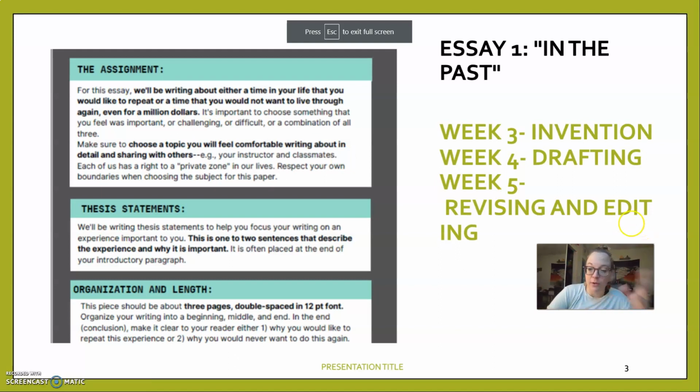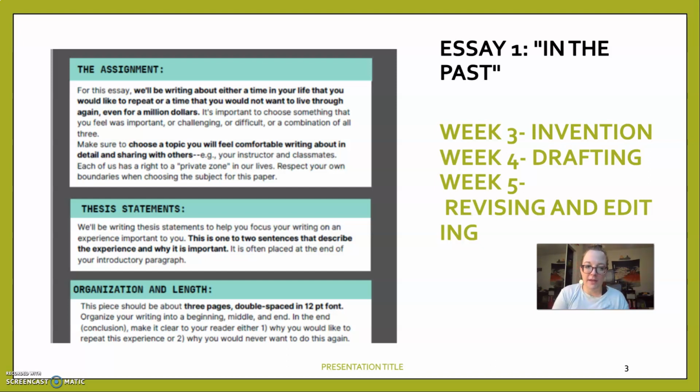So let's talk about this assignment real quick. This is actually inspired by the TED Talk that you're going to watch this week, but the assignment says we'll be writing about either a time in your life that you would like to repeat or a time you would not want to live through again, even for $1 million. So this I'm titling In the Past. Essentially, I want you to choose an experience that you've lived through and you would either love to do again or never want to go through. I think what we've experienced can be really great inspiration for our writing, and also this will help you to practice what is really important to any piece of writing, which is a thesis statement.